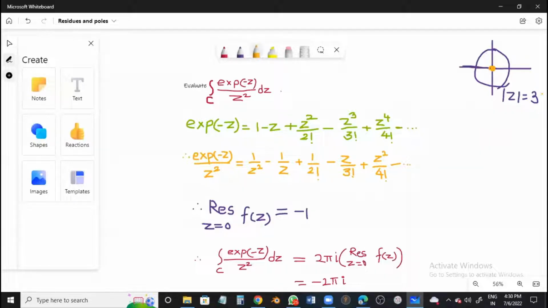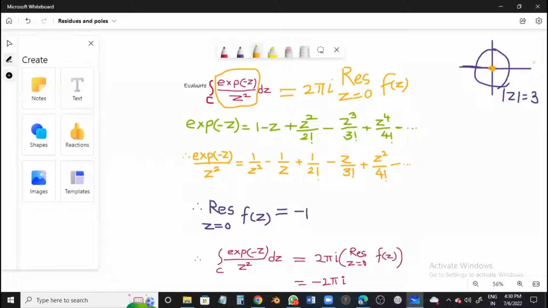So I'll use Cauchy's residue theorem. By that theorem, this integration will be equal to what? 2 pi i times the residue of the function at z equal to 0, because at z equal to 0 my function f(z) is not analytic. So this particular function is my f(z).